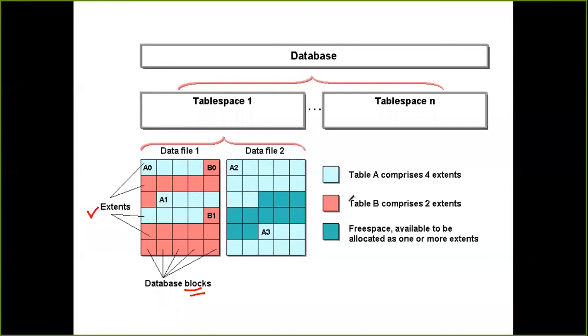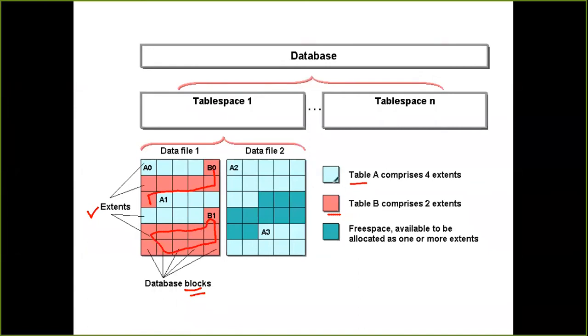For example, in this case, table A is shown with the color green and table B is shown with the color red. So here we can see different extents. For table B, the very first extent is B naught, which is a contiguous allocation. And then when a second request arrives for table B, maybe another chunk is allocated. Then it is another extent in that particular case.